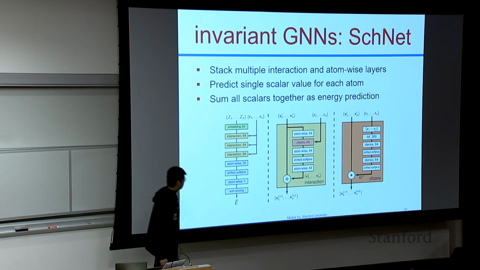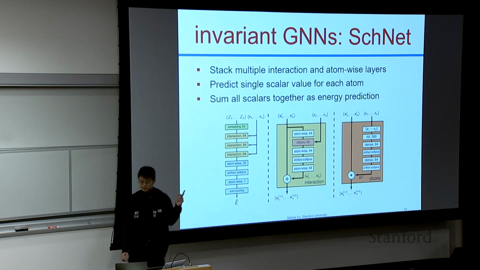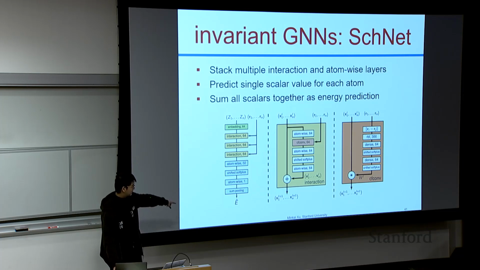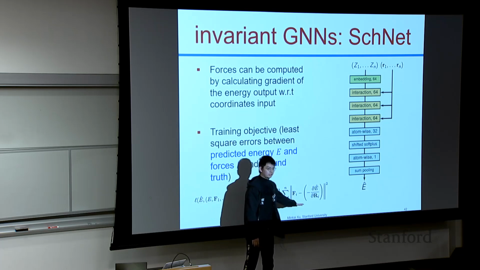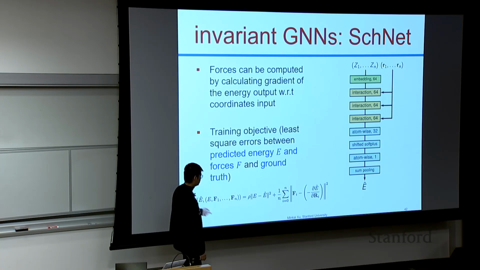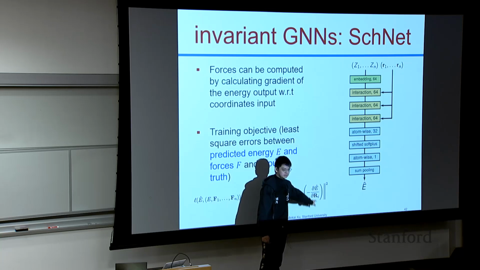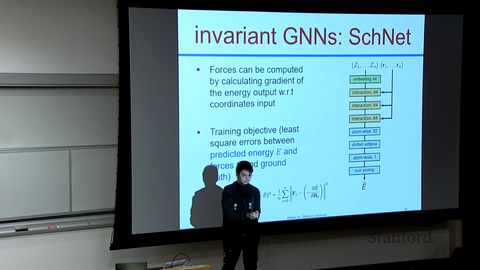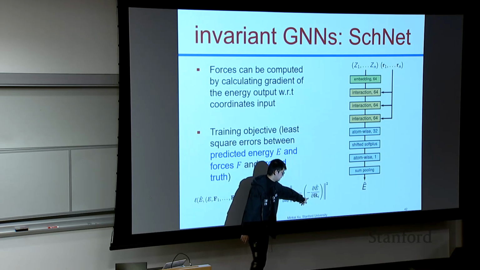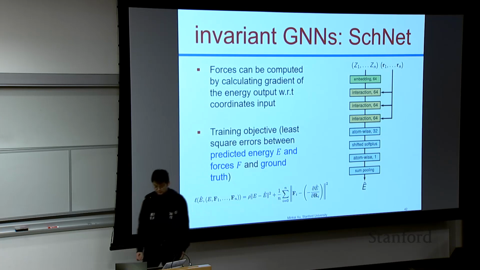Okay, yeah. And finally, we can make some prediction on every node and sum them together as an energy prediction. Very intuitive. And this is the training objective. So there is a predicted energy, and we do the mean squared error loss against the ground truth energy. Since this is a neural network, we can also use back propagation to calculate the gradient with respect to the input and take it as the force, to do supervised learning on the force.